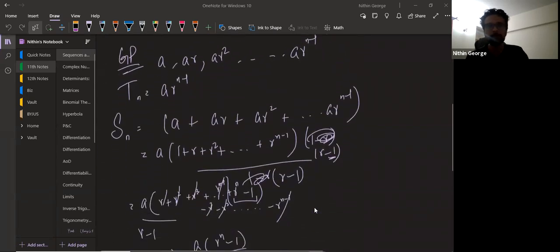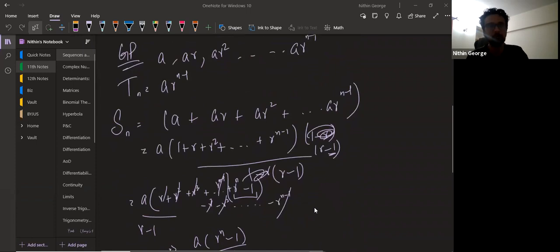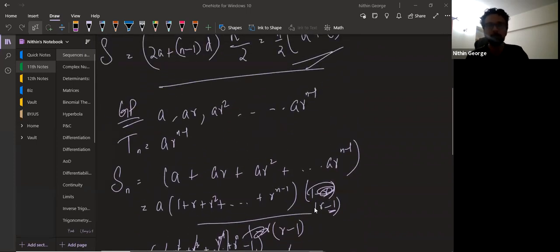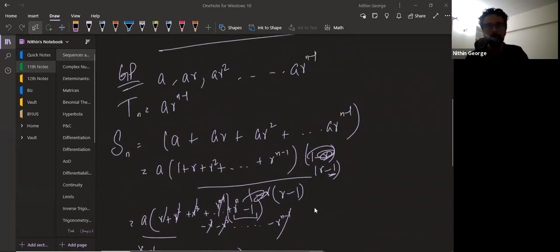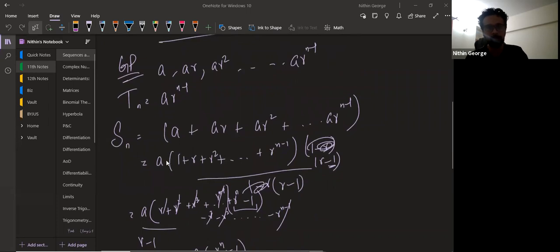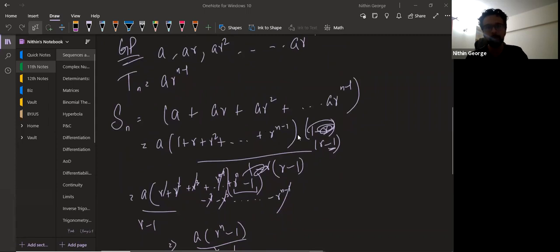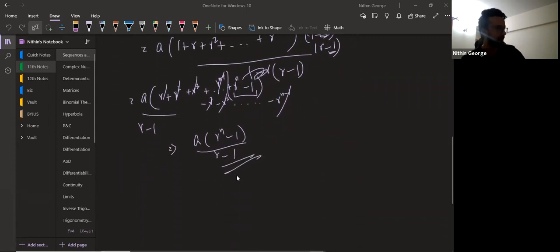Similarly, for a GP, the sum comes out like this. You take a common and you multiply and divide by r minus 1. So with that, you get this formula for GP. And yeah, begin.